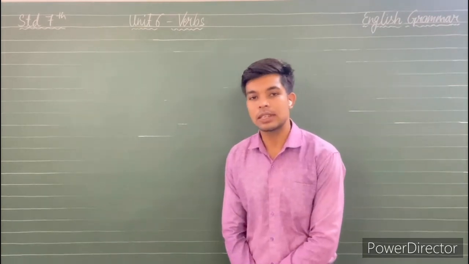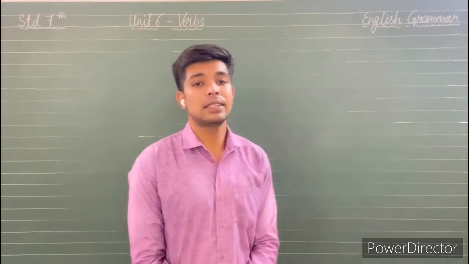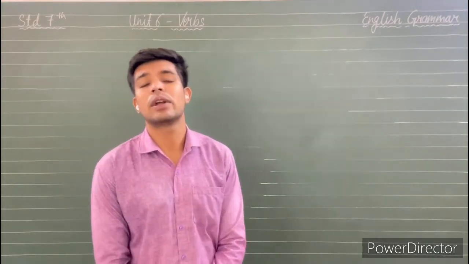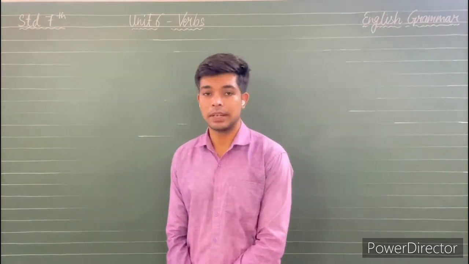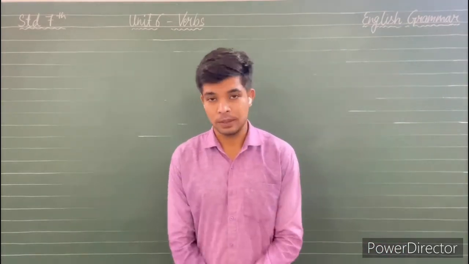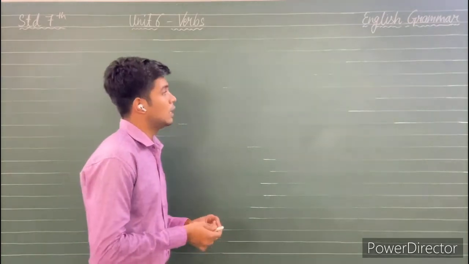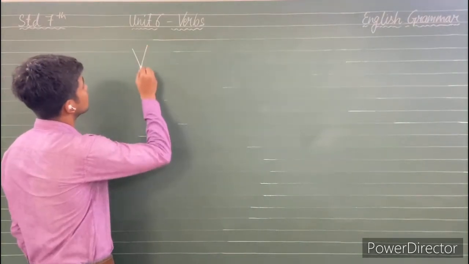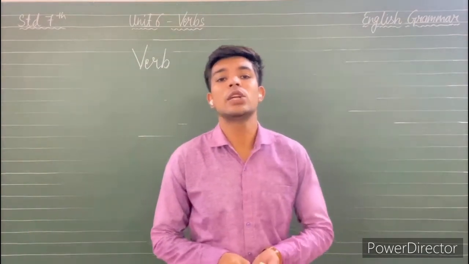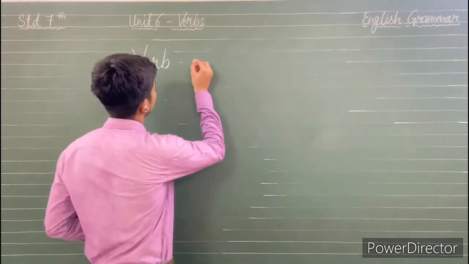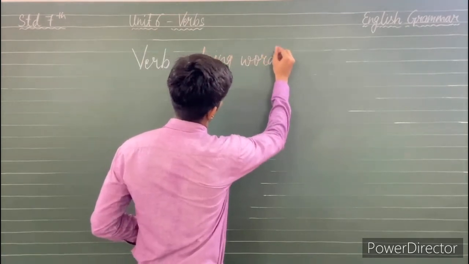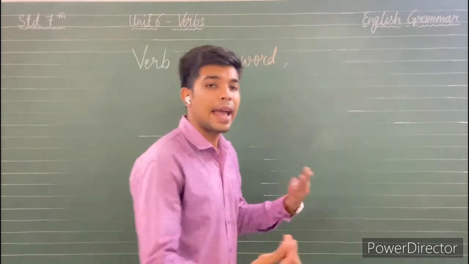Today we are going to discuss verbs, that is unit number 6 of our English grammar. We have studied verbs in our earlier classes also, but now we will be studying verbs in a different way with more precision. So first of all we will learn what verbs are. Verbs are commonly known as doing verbs. They are also known as action verbs.